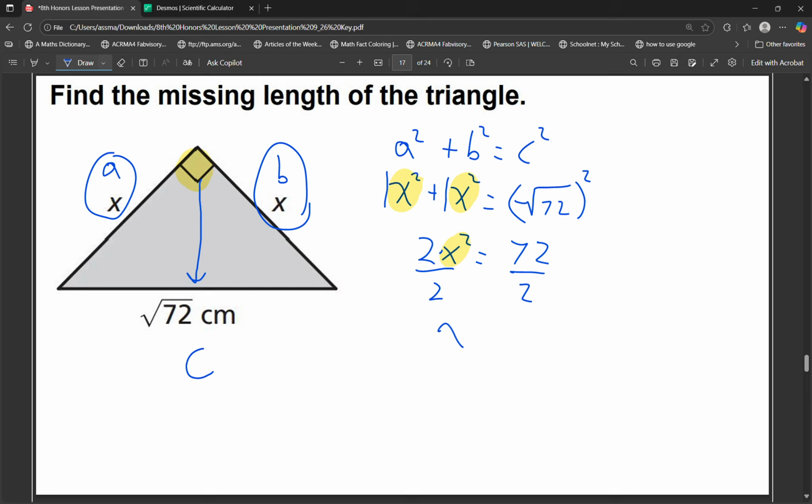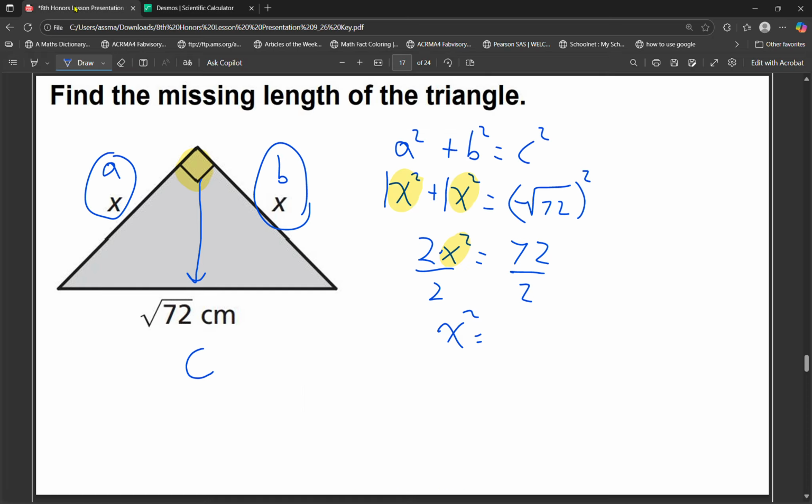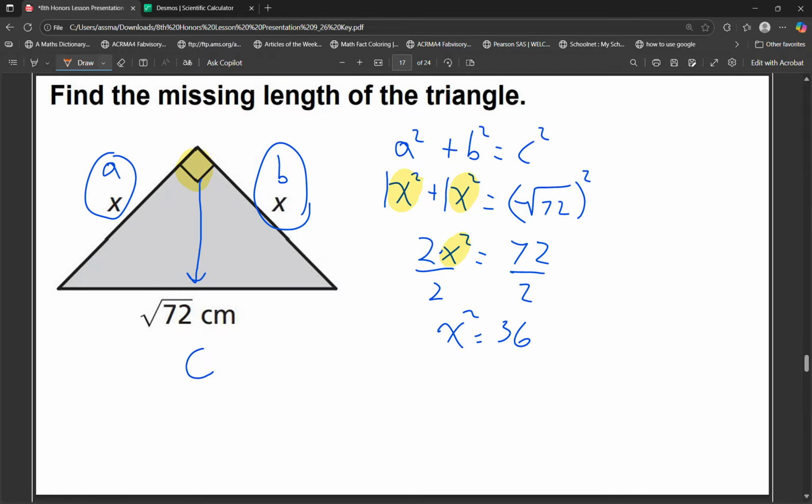So then I get x squared is equal to, and if you have trouble dividing, again, you go to decimals.com. Okay, so I put return, and I put 72 divided by 2, and I get 36. So then I put here 36.